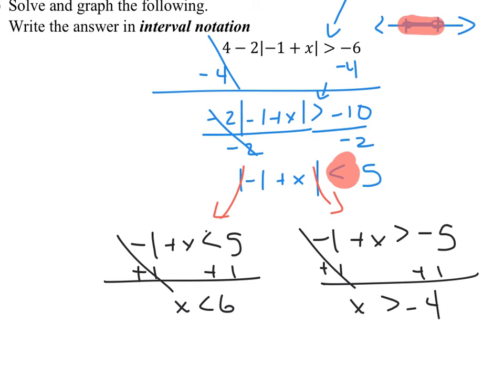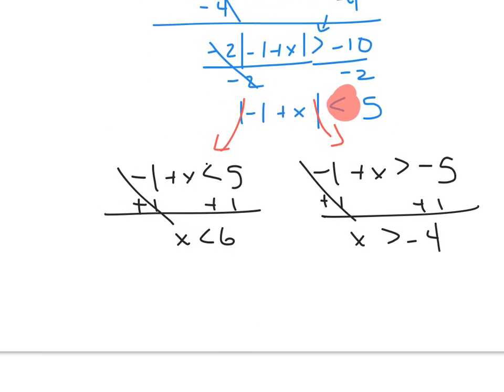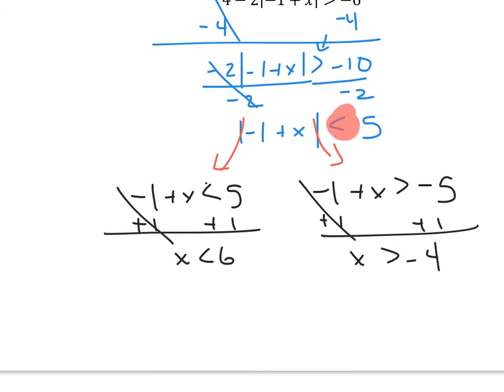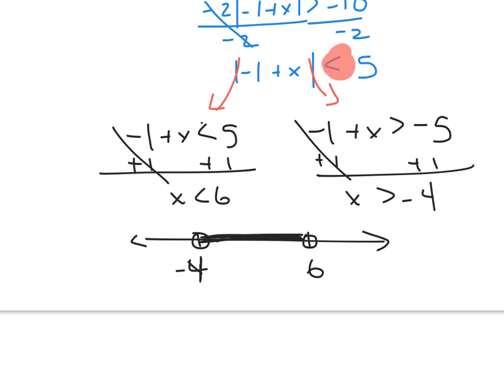It's a less than, so truthfully, I can just go right to graphing it. I don't have to do the 2 graphs ever, or the 3 that I had before. I just wanted to show you what it was. So X is less than 6, open circle. X is greater than negative 4, open circle. And we color it in. Interval notation, we just take that mess. We do negative 4 and 6, and since they're open circles, parentheses.